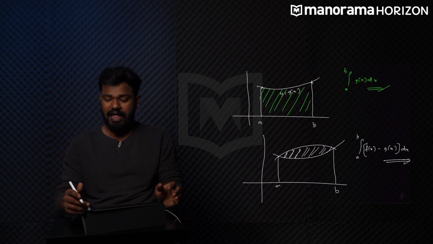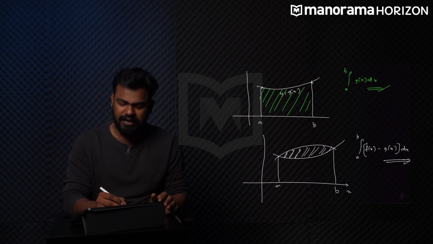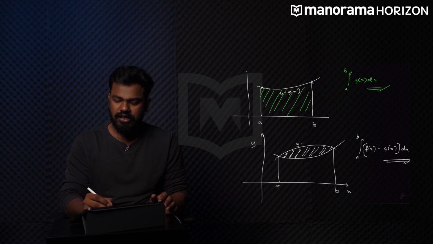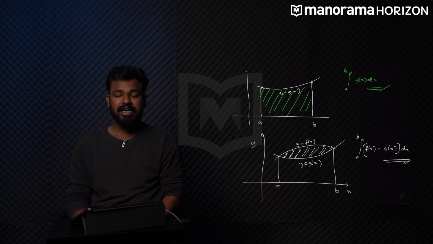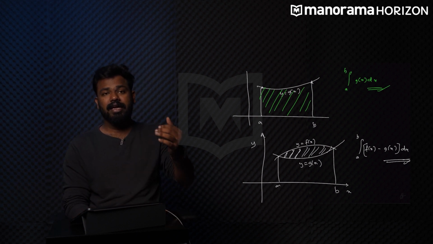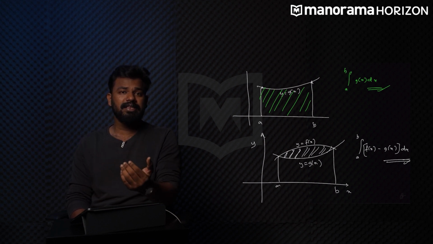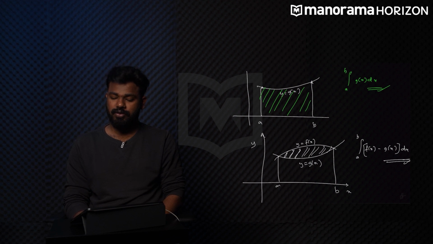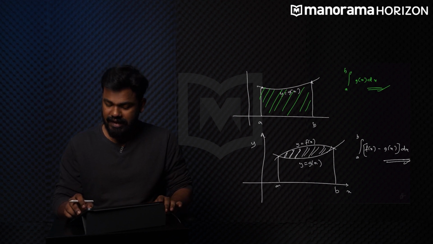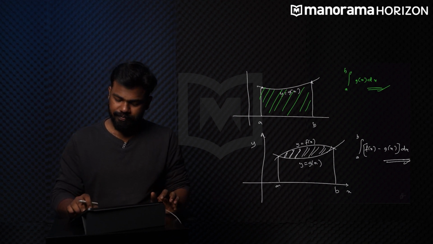Here I am taking with respect to the x-axis. Since I am taking with respect to the x-axis, the upper curve here is y is equal to f of x and the lower curve is y is equal to g of x. So since it is with respect to the x-axis, you will get integral A to B f of x dx minus integral A to B g of x dx. Understood? So that is how you find the entire area of this graph.